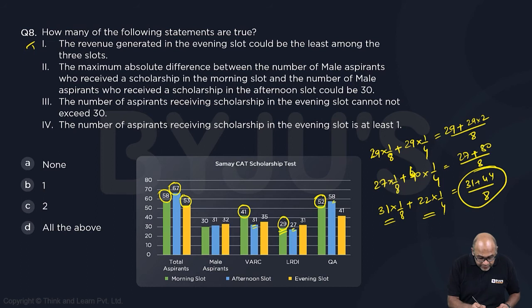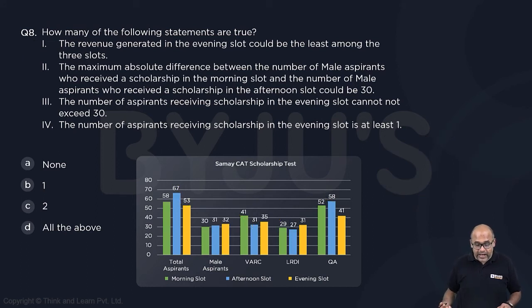Similarly, if you look at the second statement, the maximum absolute difference between the number of male aspirants who received a scholarship... when I come across such lengthy statements, I would probably check that at the last. Let me take a look at the easier or the smaller statement. If you're looking at the fourth statement, it says the number of aspirants receiving scholarship in the evening slot is at least 1.